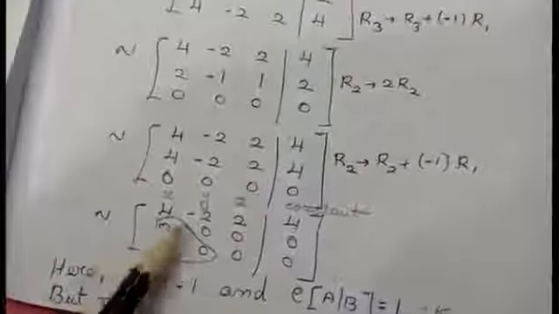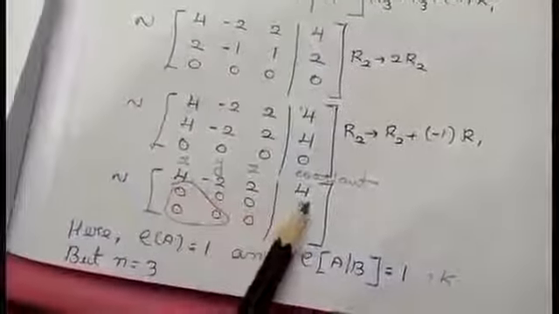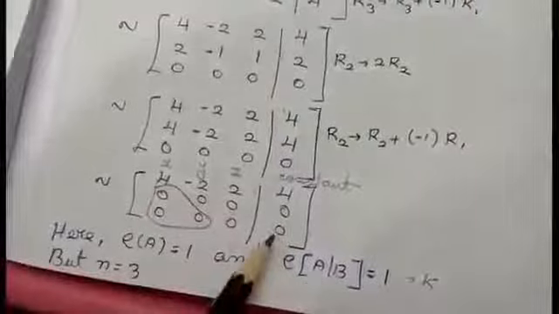What is the meaning of rank of A? The number of non-zero rows. In the first row I have elements, and in the second and third rows I have 0. So only in the first row do I have a non-zero element. That is why the rank of A is equal to 1. Rank of AB is nothing but taking this matrix fully. If you see, only in the first row I have the element and not in the second and third. So rank of AB is also 1.